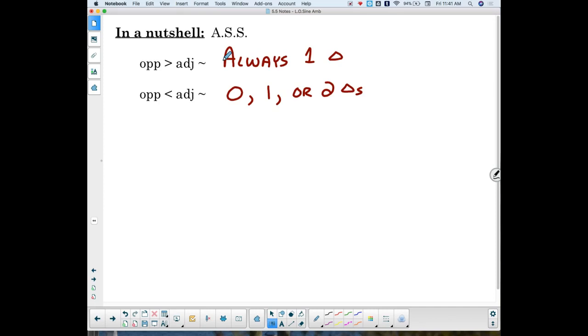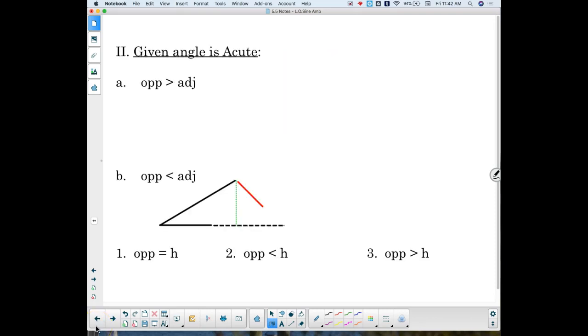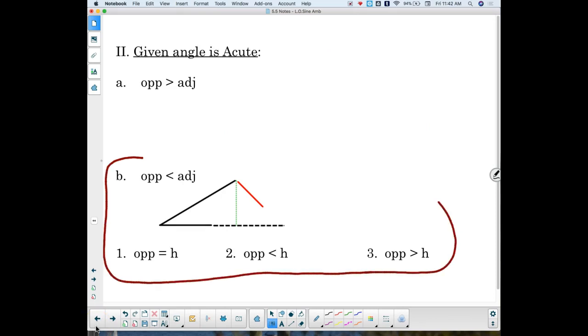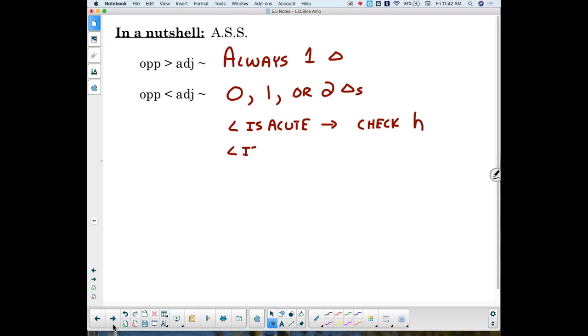That's the downfall. When that's the case, if my angle is acute, I have to check my height, because then, from yesterday, it's one of these cases down here. If my angle is acute, it's one of those cases. If my angle is obtuse, I don't get a triangle. So, that's a 3-minute recap of yesterday's class.